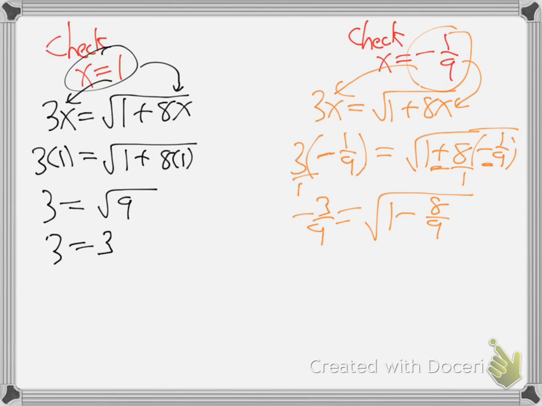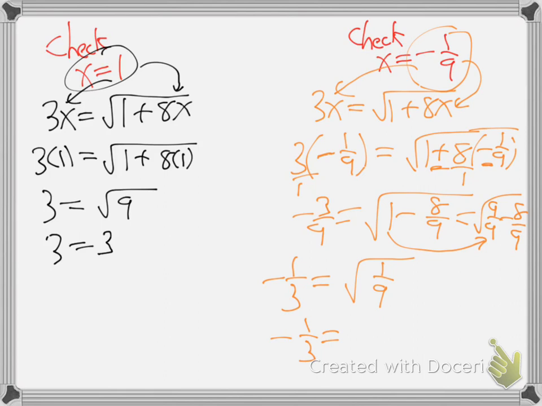Positive times negative. So what is that? This is minus 1/3. This is the square root of 1 minus 8/9. What do you do with that 1? That's 9/9 minus 8/9, right? That 1 is 9/9. So that's the square root of 1/9. Right? 9/9 minus 8/9 is 1/9.